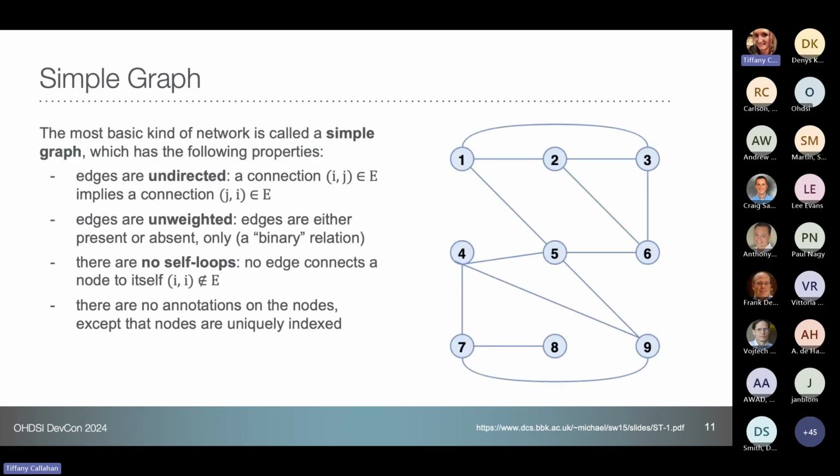The most basic kind of network is called a simple graph, and it has the following properties. So edges are undirected, where a connection between 2 nodes i and j implies a connection j and i. So there's no directionality. You can say i is connected to j or j is connected to i. Edges are unweighted, so edges can either be present or absent. There's only this binary relation. We can't say anything else about them. And there are no self-loops and no annotations on the nodes, except that nodes are uniquely indexed. So we can, at any given time, query the sets of nodes and always get back the same one if we know its index.